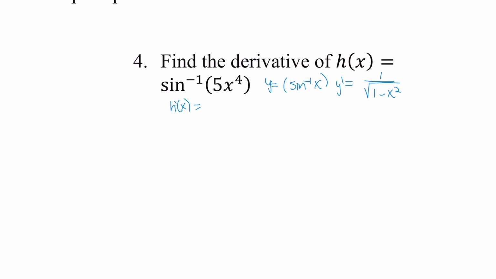So h prime of x is going to be 1 over the square root of 1 minus 5x to the 4th, squared, and then we're going to use chain rule. So 20x to the 3rd power multiplied, so it's going to be 20x to the 3rd all over square root of 1 minus 5x to the 4th to the power of 2. If you want to simplify, I can just write that as 25x to the power of 8.